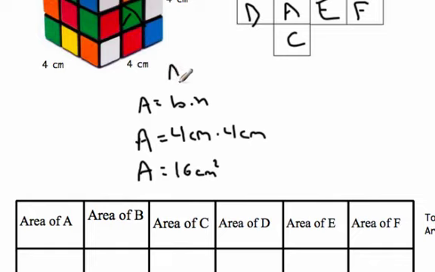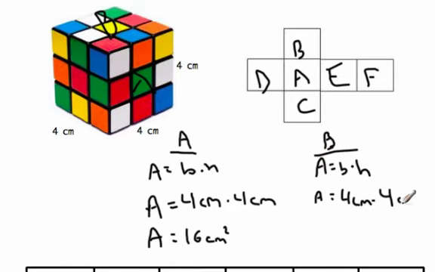Now that was just square A. We've also got to find the area of square B, square C, square D, square E. So I'm going to do that here. Square B will come next. We'll just do them in alphabetical order. In square B we do base times height again, 4 centimeters times 4 centimeters. And we're going to get, you guessed it, 16 centimeters squared.